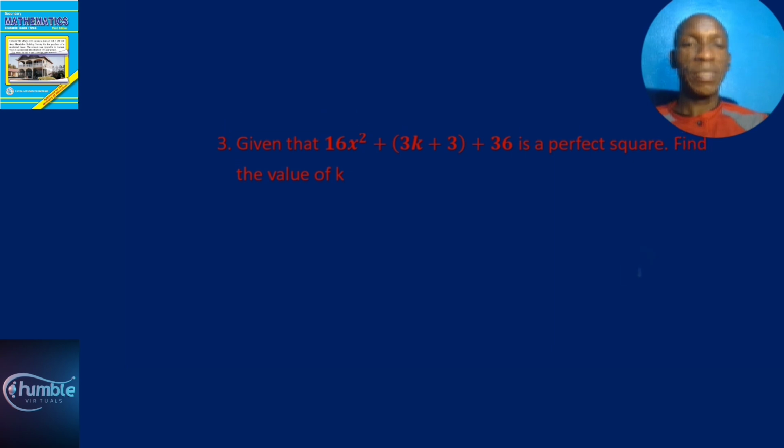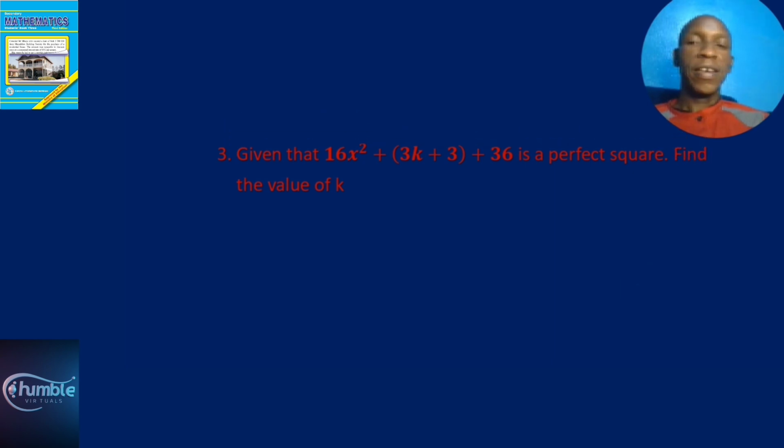Allow me to move to the next part. Here, we're told, given that 16x squared plus (3k plus 3)x plus 36 is a perfect square, find the value of k. Now, the question about perfect squares cannot be set just as directly as what we have been doing only. The common testing in an exam is where you are given a quadratic expression with an unknown different from the required term, maybe x or y, and then we are told to find the unknown.